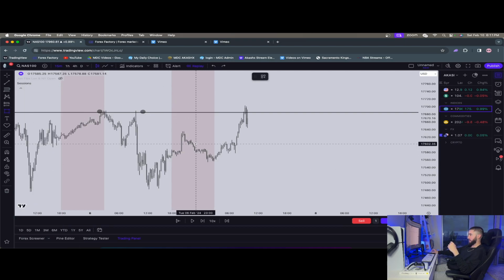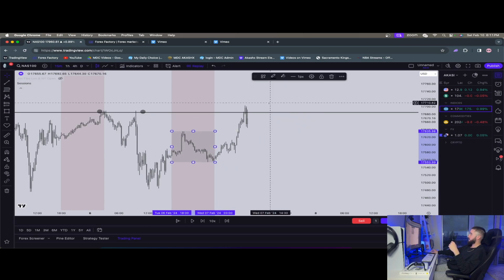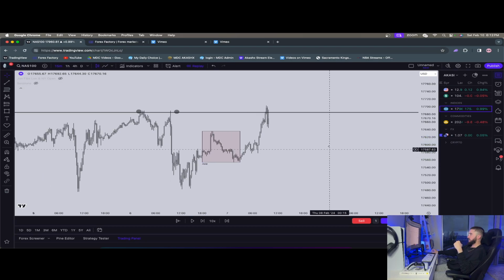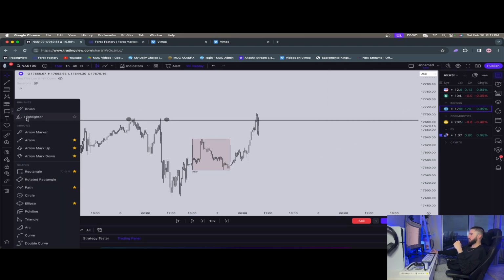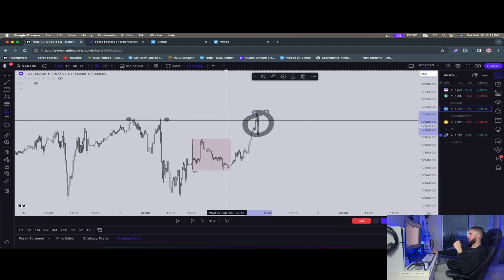I'm going to pull up rectangle and I'm going to mark off from the beginning of Asian range the high to the low of the Asian range right here. And that way I can go ahead and take off this filter for sessions. So we know that right now, again, we are currently within New York session.